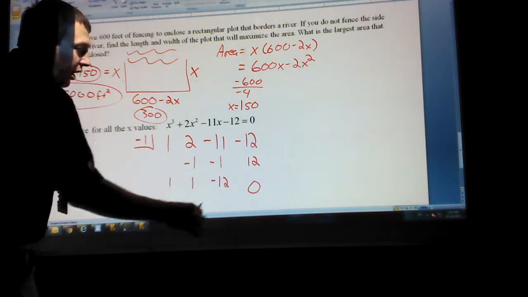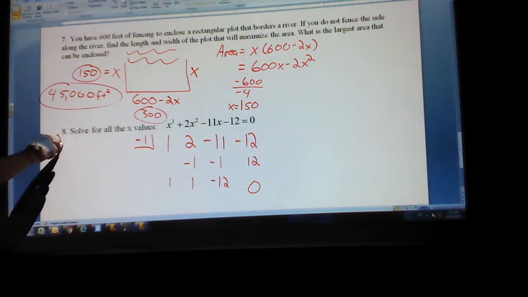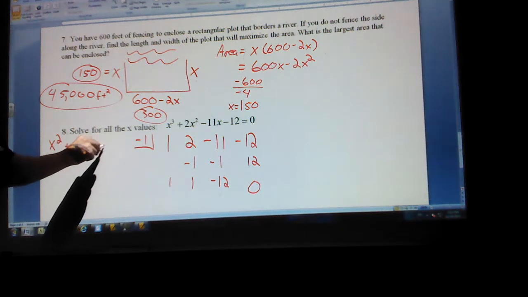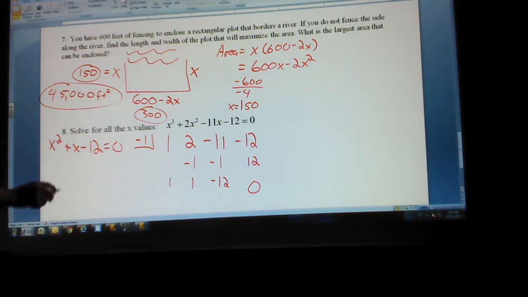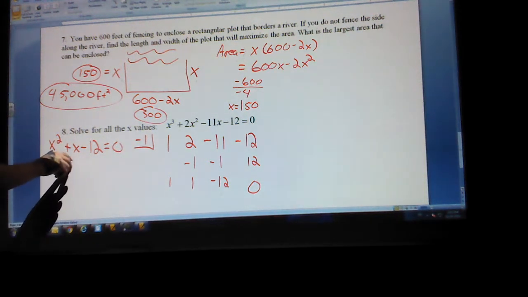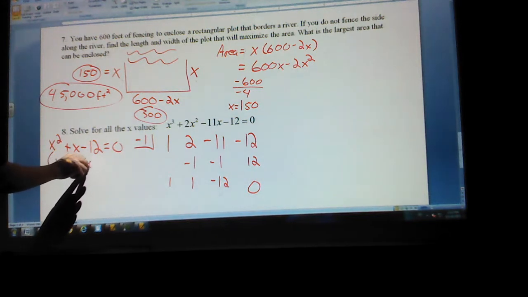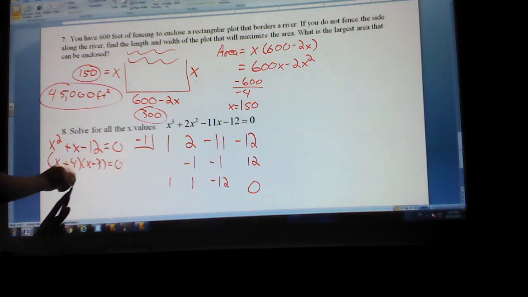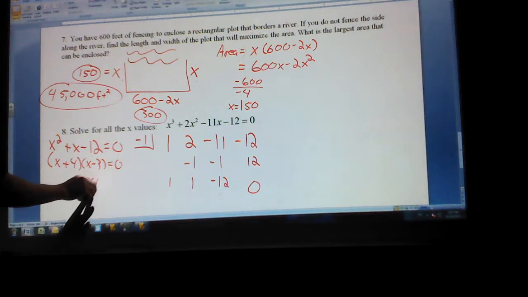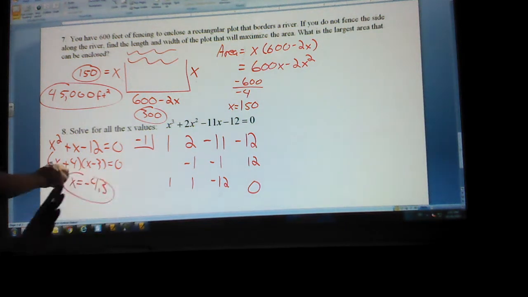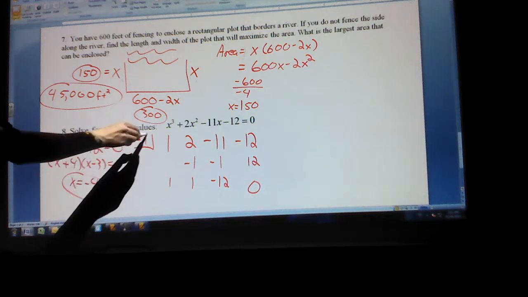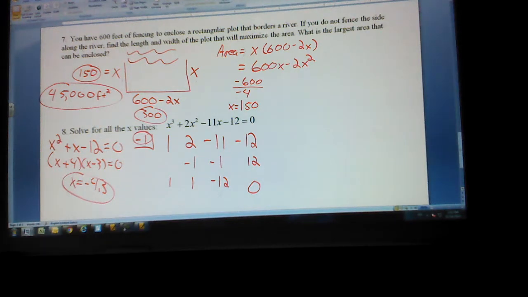So my leftover answer is x squared plus x minus 12, and we're seeing when does that equal 0? Factor: x plus 4 times x minus 3 equals 0. So my other answers are x equals negative 4 and x equals 3. So those are my 3 answers, negative 1, negative 4, 3.